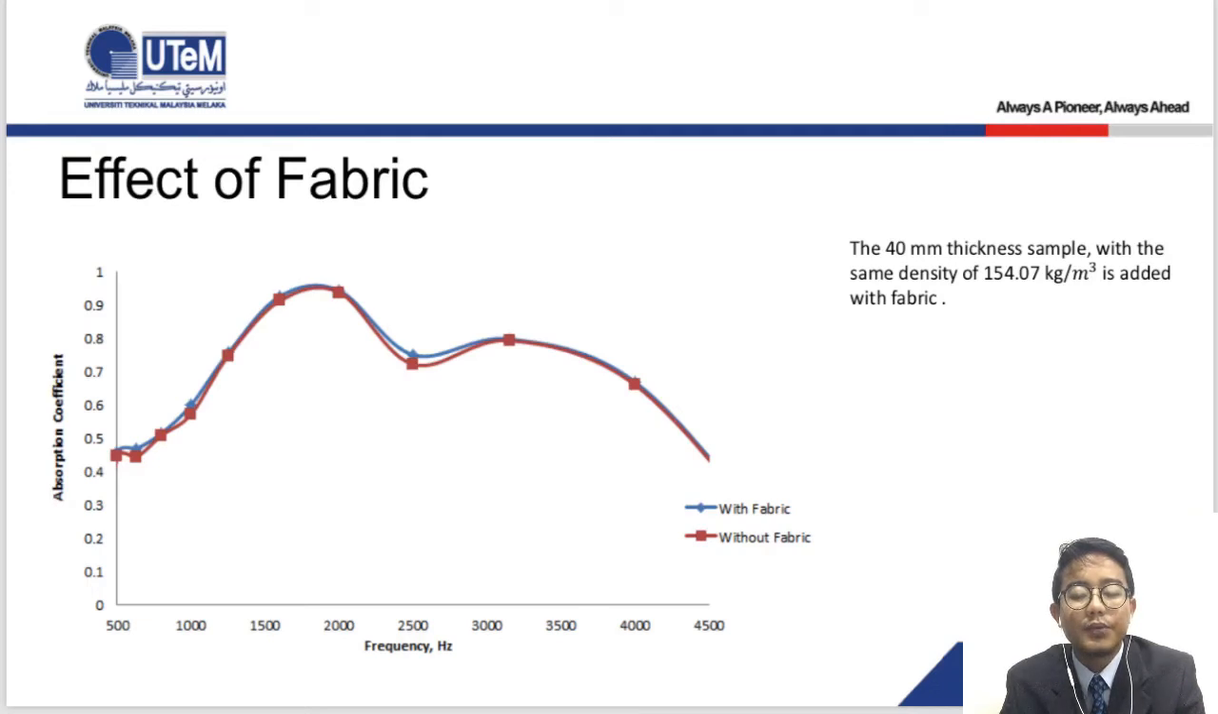1500 Hz, while 1600 Hz for the sample with no fabric. Okay, the absorption coefficient for high frequency also showed that the sample with fabric is greater compared to the sample with no fabric. Enlarging the sample thickness contributes to the loss of sound energy. Therefore, the absence of fabric on the sample does affect and influence the sound absorption coefficient for the samples.